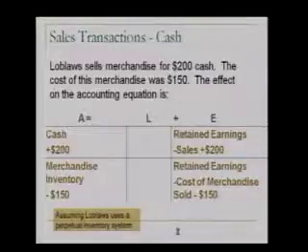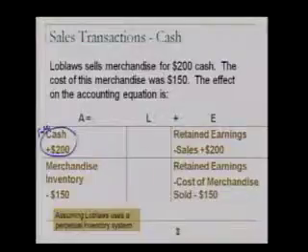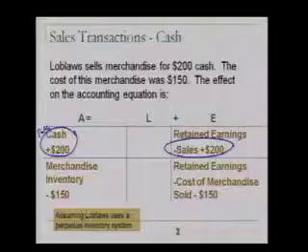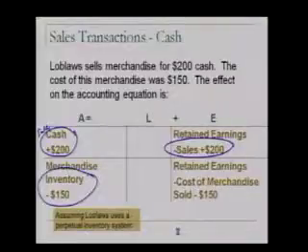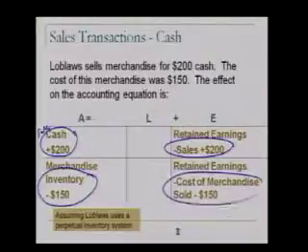The first is the sale. Cash has gone up by $200. Sales, which increases retained earnings, has gone up by $200. The other part of it here is the merchandise that's been sold. We know now inventory is going down by $150, and one of those special expense accounts, cost of merchandise sold, has reduced retained earnings by $150.